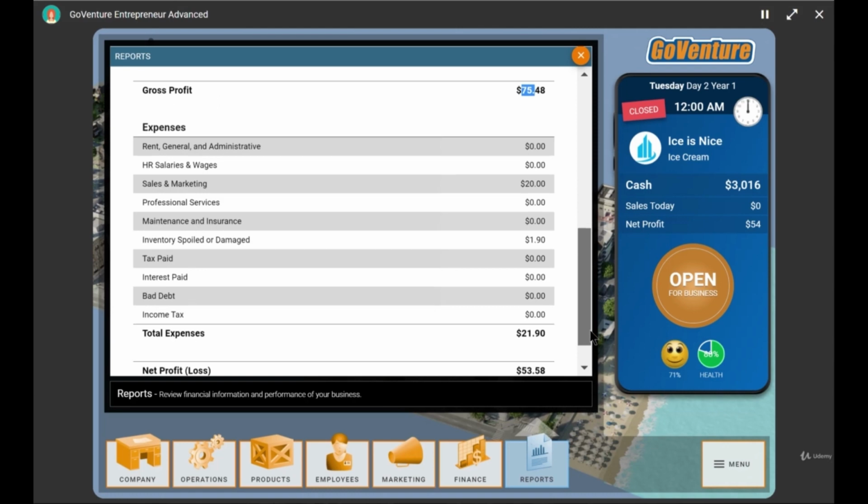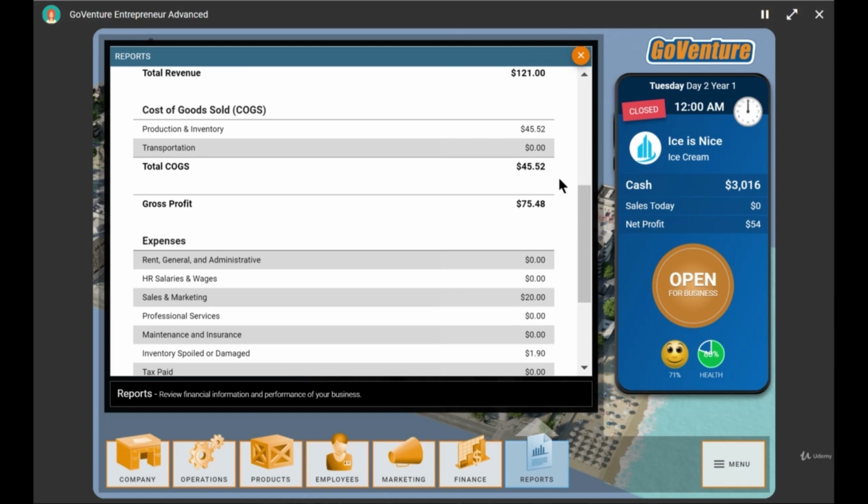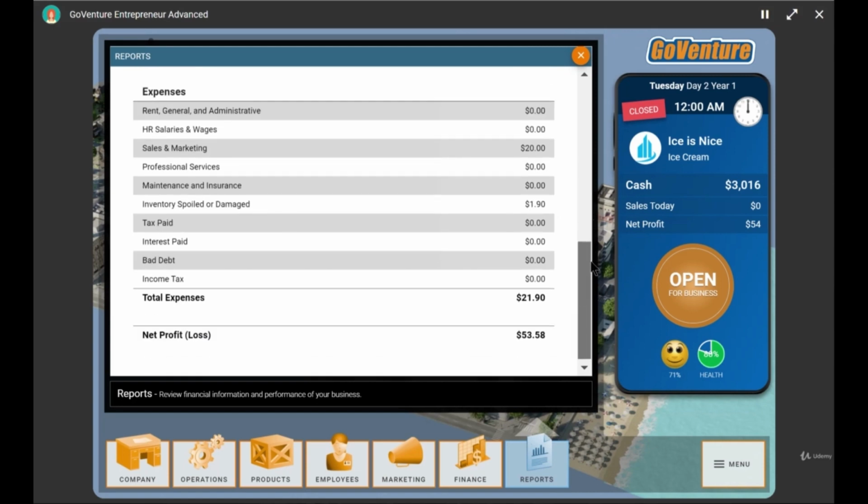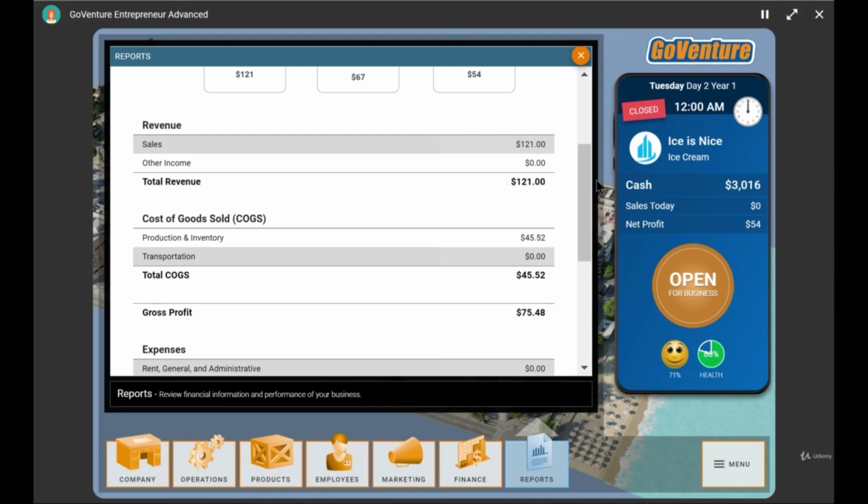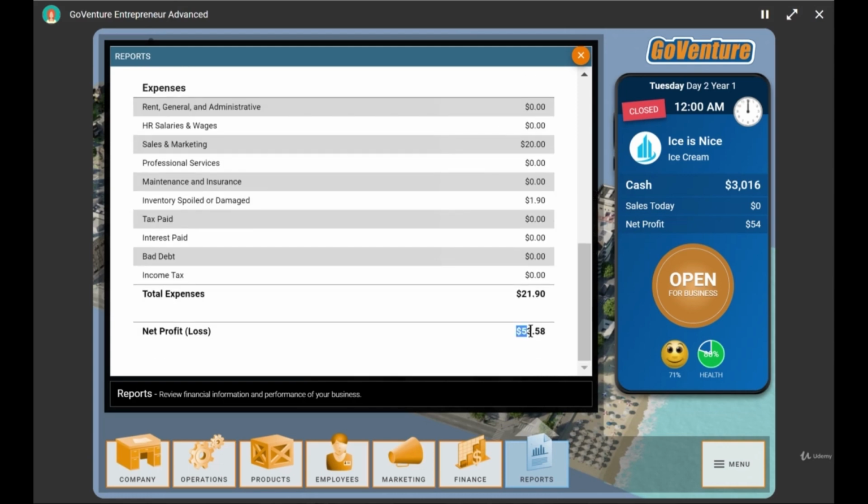Then we have to consider our other expenses. And you may remember we spent $20 on advertising, so that's reflected as an expense. We also had some of our inventory spoil or get damaged. $1.90 worth of that was incurred. And so we add all that up and we have $21.90 in total expenses today. So that's in addition to our cost of goods up here. So when we add our cost of goods and our expenses and subtract them from our revenue, we will get the bottom line number, which is profit. That's the most important number here: are we making money? And in this case, it's $53, a net profit, a positive net profit.